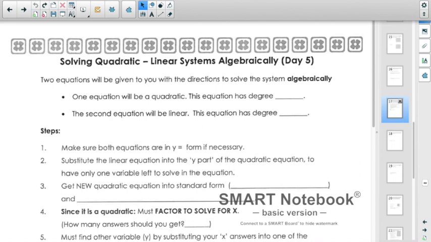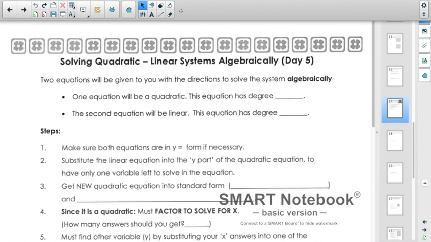So have out your Unit 11 packets. We're going to be on day 5 today. This is the lesson that we were supposed to do on Monday, but then life as we know it ended. So now we're doing it from computers. So have out your packet, day 5, and let's get started with this.